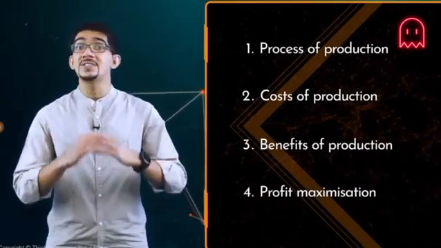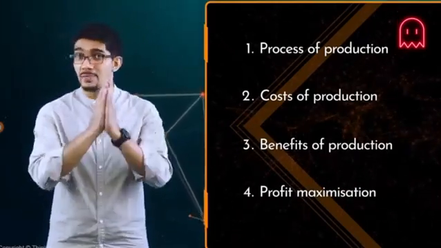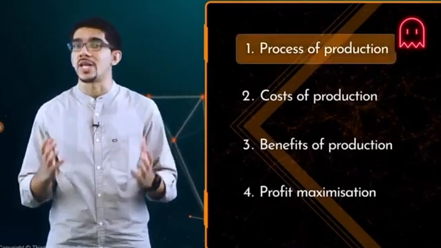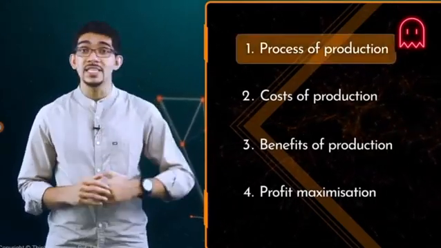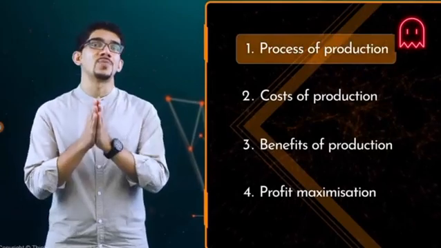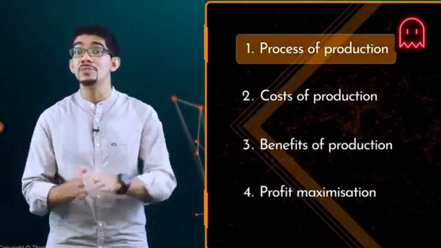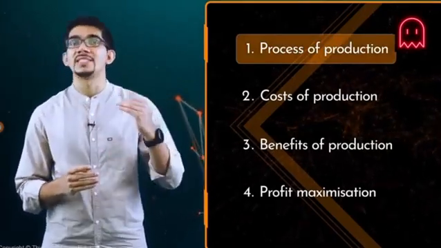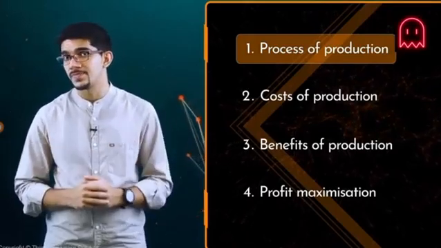Of this, in this first chapter, we are going to see the first part, which is the process of production. In the next chapter, we will see 2, 3 and 4, that is profit maximization, which will include minimizing costs and maximizing revenue and thus profits. Let's see now how production happens in firms, especially our firms.